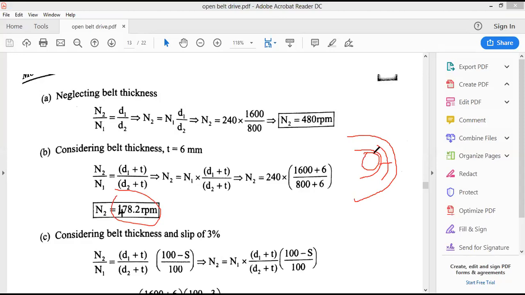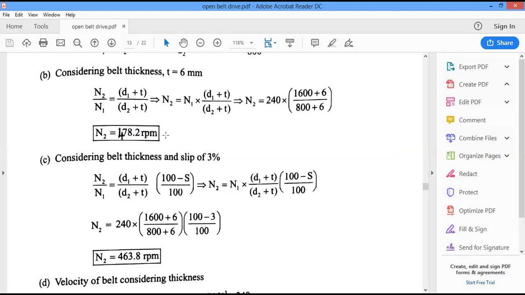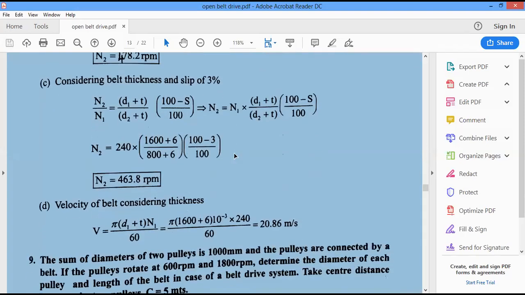Now along with this, if there is slip, there is no proper grip in this region, and then it is not going to efficiently transfer the power. So the speed should reduce even further. We see that now: 478 considering belt thickness, and with slip, 463, so it is much more reduced. This is the observation, the difference if we have slip.